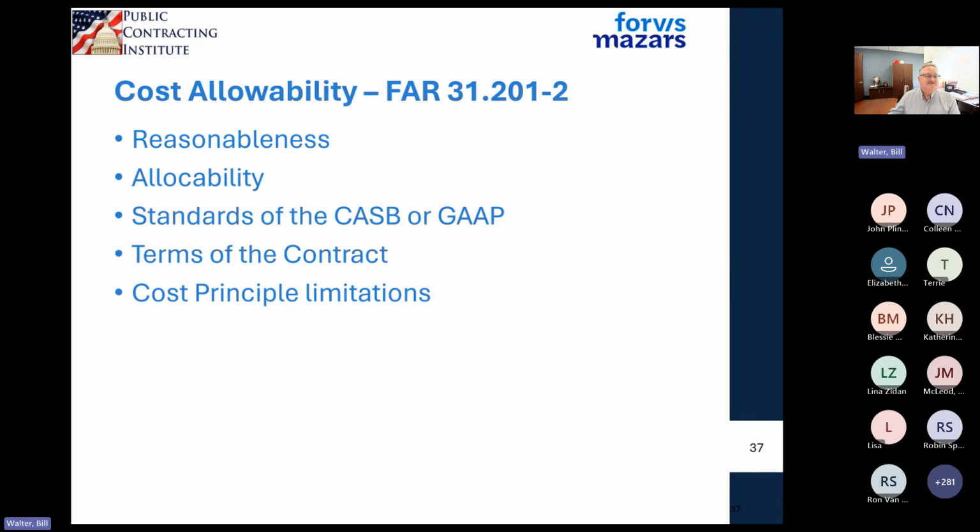Cost allowability, a 5-part test. Somebody comes to me and says, Bill, is this cost allowable? I immediately say, well, is it reasonable? Is it allocable to the contract? Does it meet the standards of CAS if applicable? Is there a term of the contract that says you can't bill that cost? Or is it something that's listed in FAR 31.205? This is something we spend 2 days on in a class going through all the details. So if you do a contract, these are the specific challenges that you go into with your auditors.